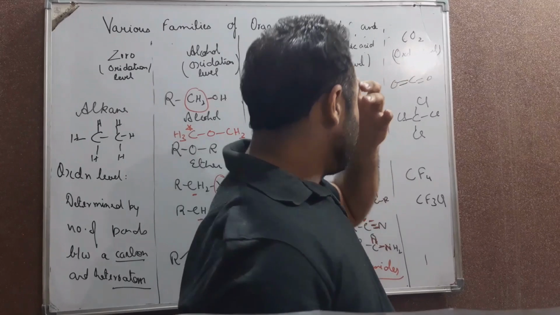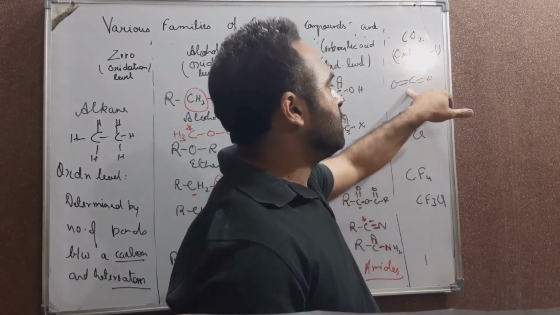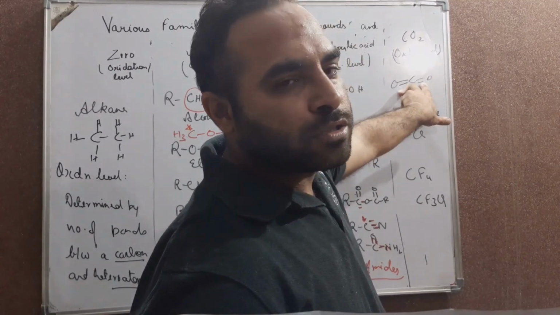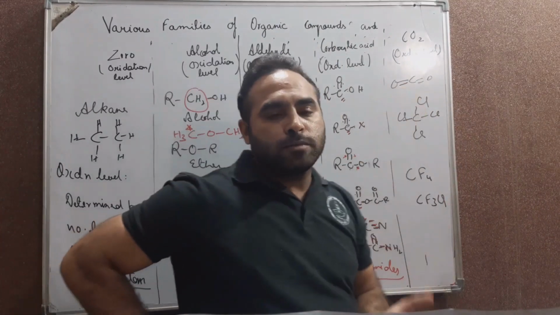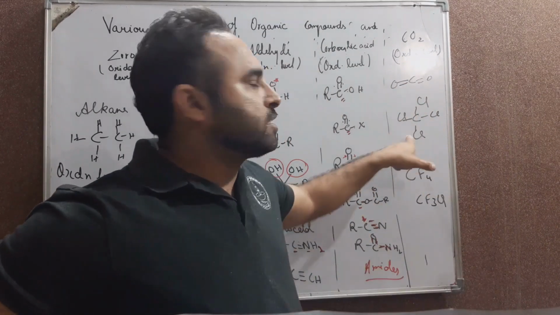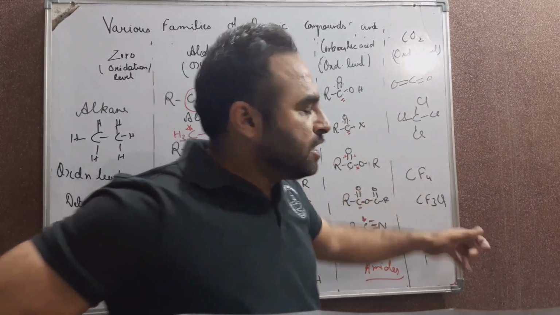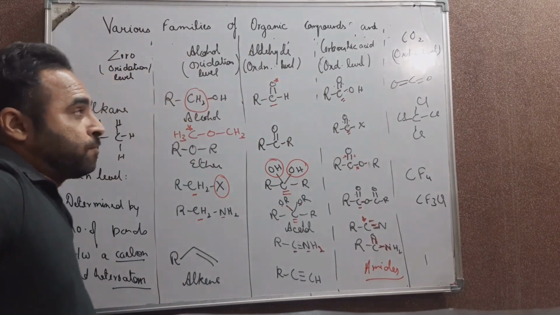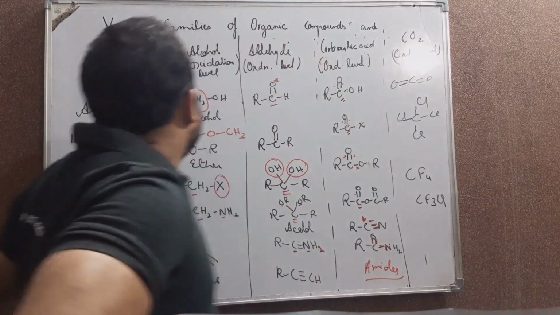Again, now we come to the carbon dioxide oxidation level. Here this carbon is having 2 bonds with this oxygen and 2 bonds with the other oxygen. So there are a total of 4 bonds between the carbon and heteroatoms. So this is the 4th oxidation level. Likewise, carbon tetrachloride will be at this level, and CF4, CF3Cl, which are freons, I have mentioned over here. So, what is the fun of dividing these families into these oxidation levels?